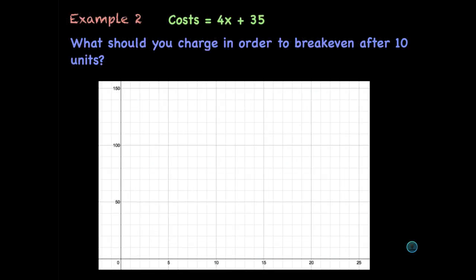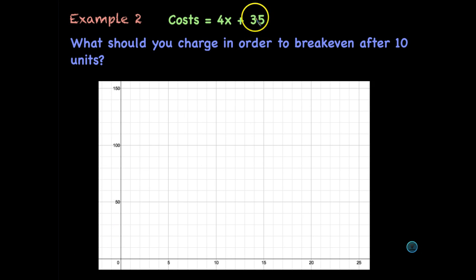Let's look at example 2. Here we have a cost equation. And what we want to do is graph this equation and then determine what we should charge in order to break even after 10 units. Okay, how are we going to do this without a revenue equation so that we can see the intersection? Let's examine this.